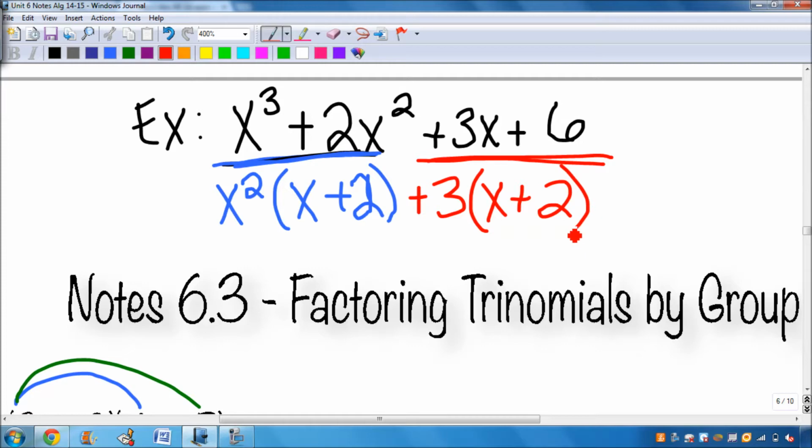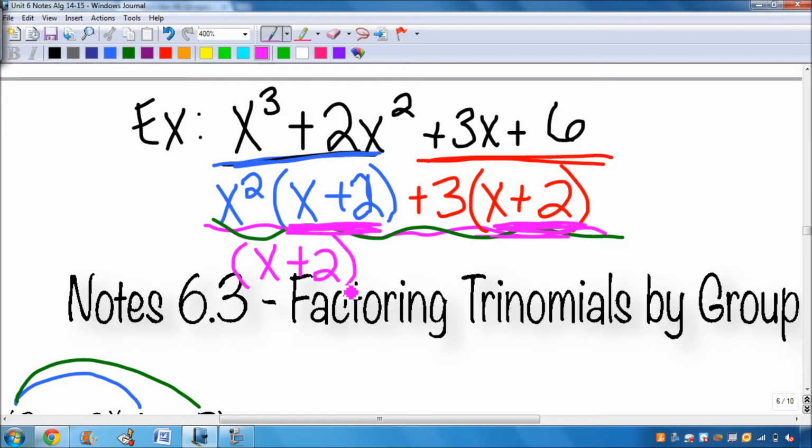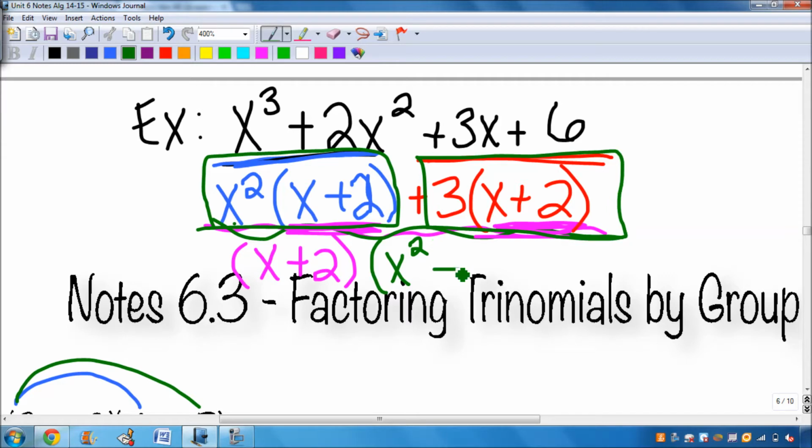Okay, then once you've done that, you notice you have the same exact expression inside of your parentheses. So that's the GCF of this entire expression right here. If you look at this entire expression, the GCF of it is x plus 2 because that's what's in common with both of them. So I would factor out x plus 2 here, and then I would just write out what's left over. What's left over when I factor out x plus 2 is x squared, and then what's left over in this expression when I factor out x plus 2 is a 3. So it's x plus 2 times x squared plus 3.